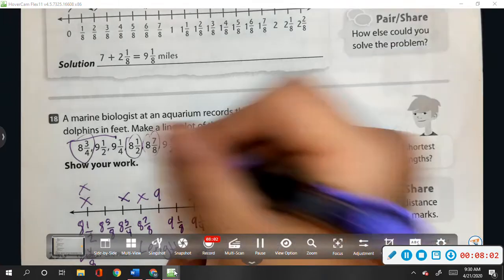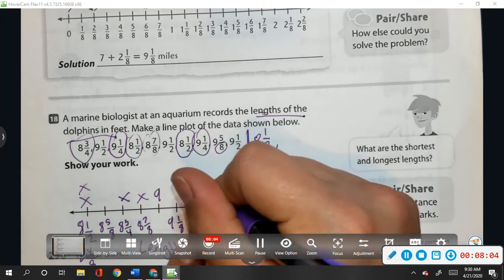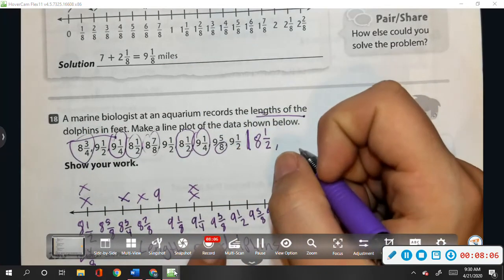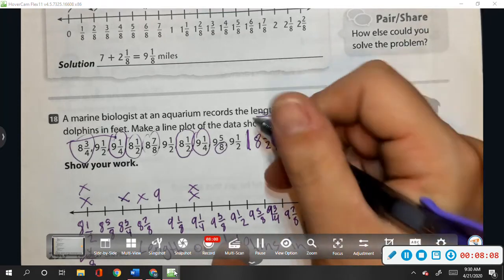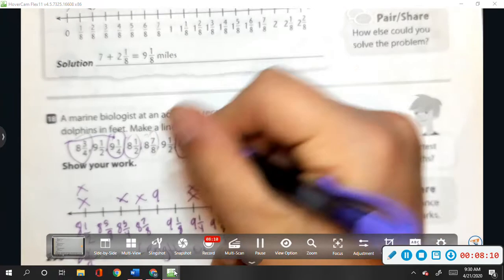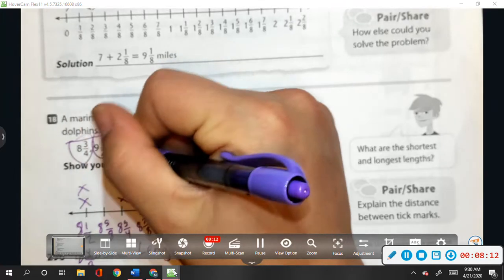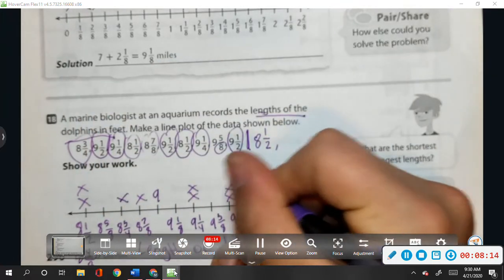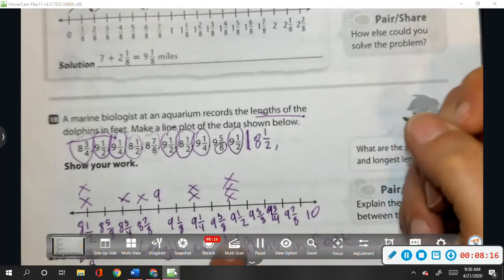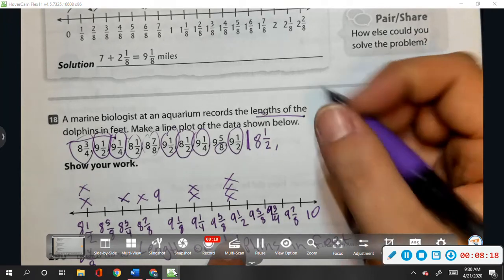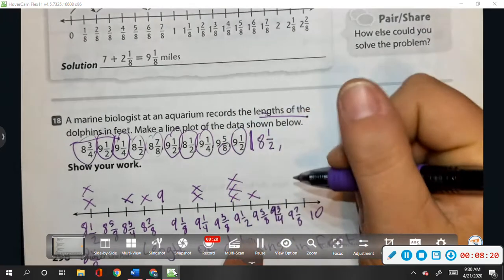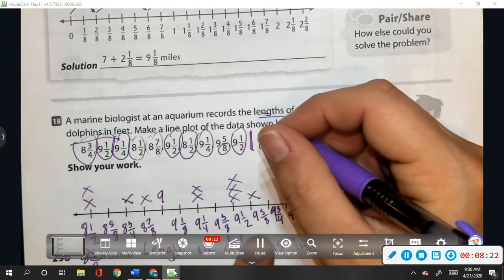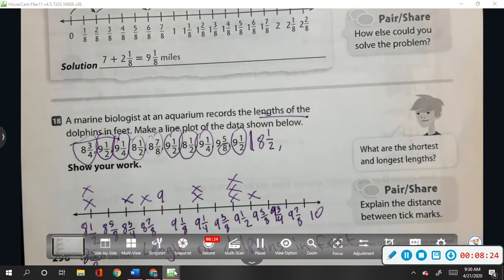And do we have another? Yep, 9 1/4. 9 3/8, we do not have any. We do have a couple 9 1/2. That's 1, 2, 3. 9 5/8, we have 1. Do not have any, and that's it. And that's all they're asking us to do.